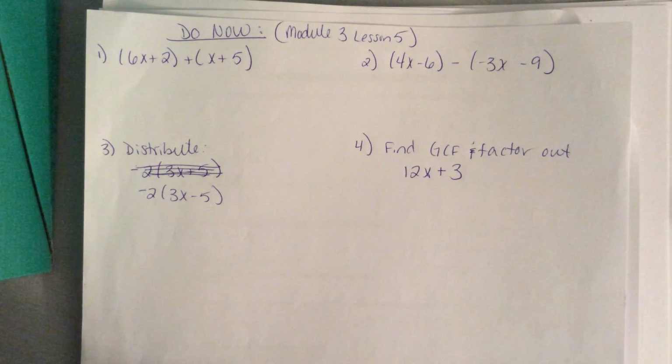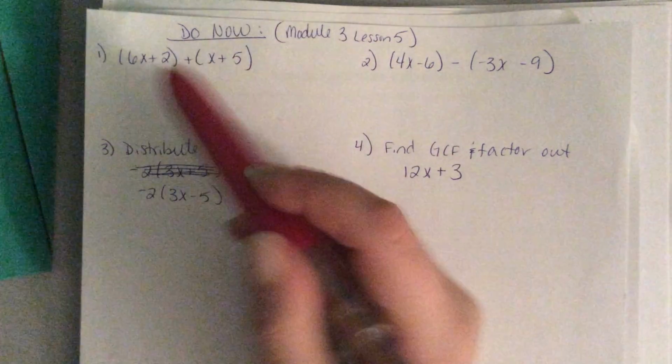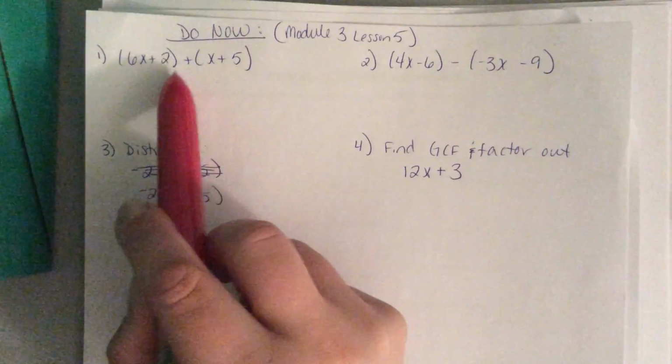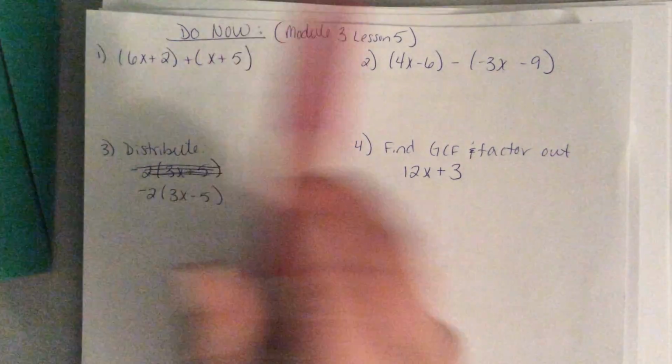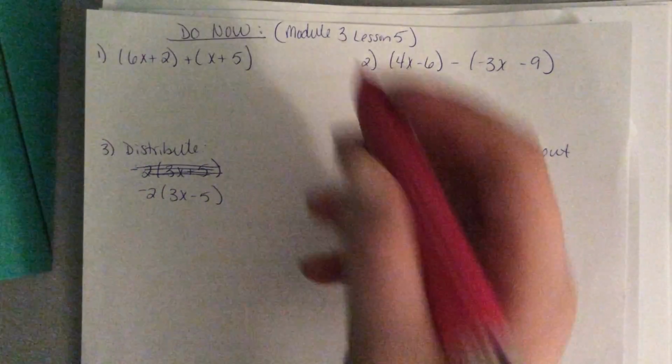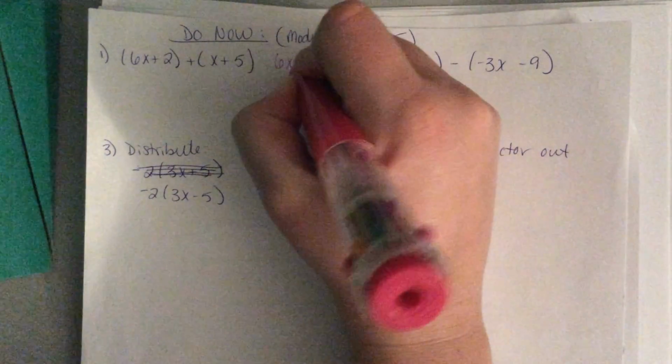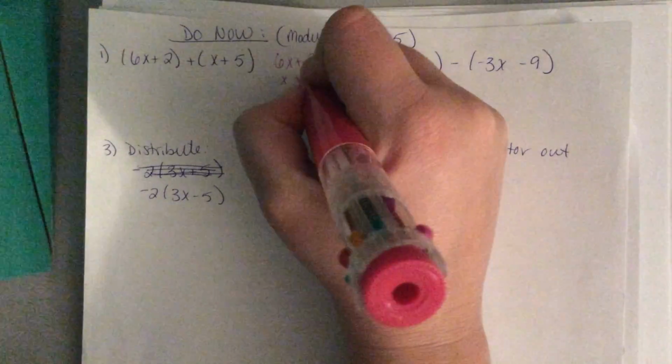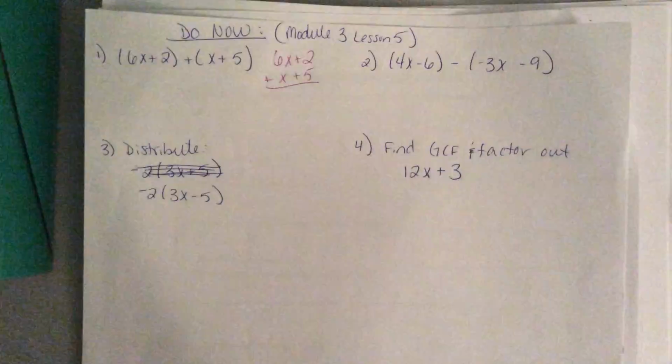So our do now told us to combine like terms for number 1 and number 2. So before we do that, if we had any weird signs going on, like a minus in between, we would want to do some work to get rid of that to make this whole thing a lot easier. But what you have going on here is these are both just being added together. So if you wanted, you can stack them, write them like this, and just add them up because it's addition.